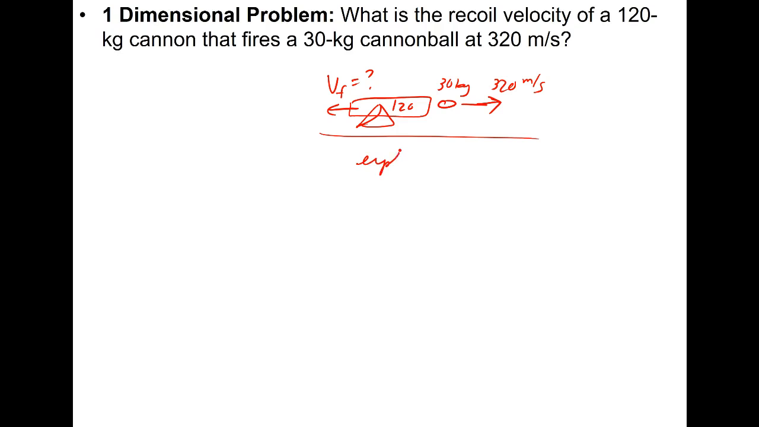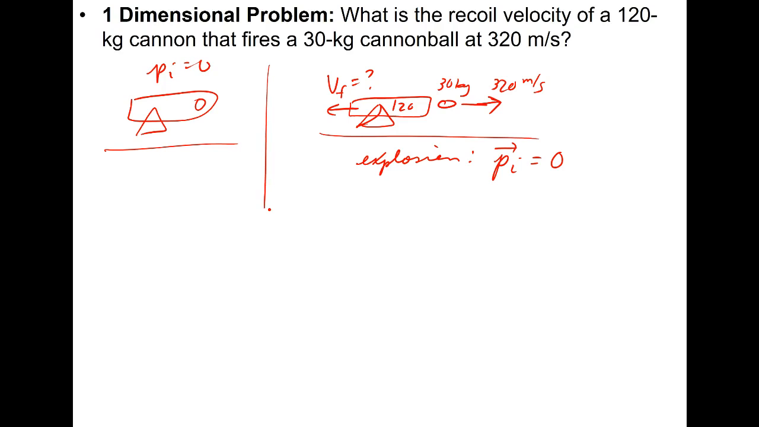Now this is actually an explosion, and one characteristic of explosion problems is that the initial momentum of the system is 0. Because if you think about it, you have the cannon, you have the cannonball inside of the cannon, and nothing's moving. So P initial is equal to 0, and this is actually a picture of P final over here. So 0 is equal to, and we'll call the cannonball M1 and the cannon M2, M1 V1 final plus M2 V2 final.